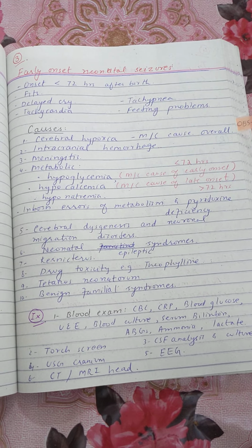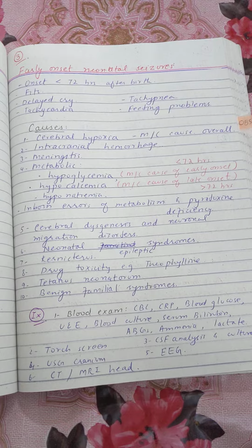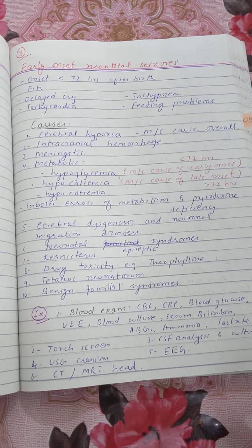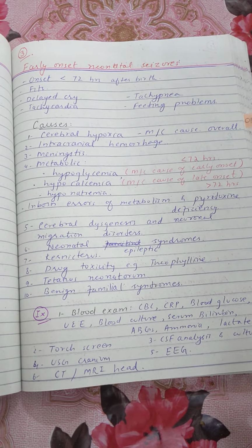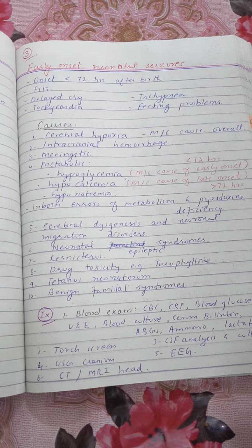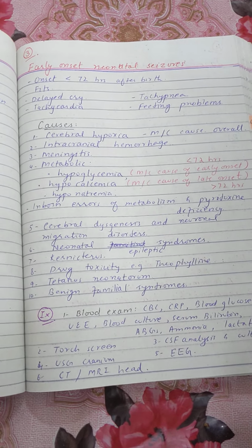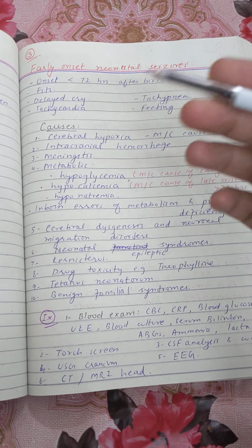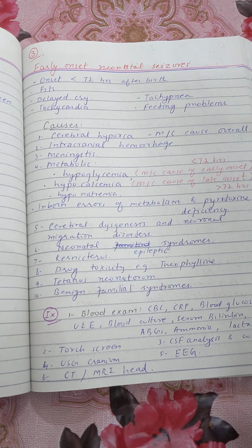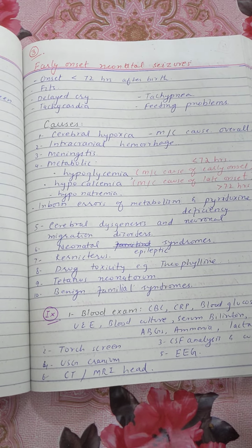Okay, so now what are the important points that you need to know about early onset neonatal seizures? First of all, these are called early onset because they initiate within 72 hours after birth. So within 3 days after birth, if the child is having seizures, they will be labeled as early onset neonatal seizures. There will be fits, a delayed cry, tachycardia, tachypnea and feeding problems. So all these features will be present in a child with early onset neonatal seizures.